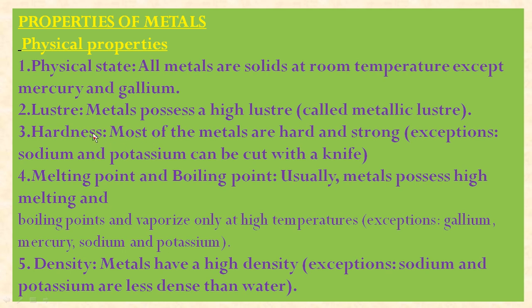Most of the metals are hard and strong. Some exceptions here are potassium and sodium. Potassium has the symbol K and sodium has the symbol Na, and they can be cut with a knife, so they are very soft. The next one, melting point and boiling point. Most metals have a high melting and boiling point, and vaporize only at a high temperature. The exceptions here are gallium, mercury, sodium and potassium. The next one, density. Metals have a high density, with exceptions: sodium and potassium are less dense than water.